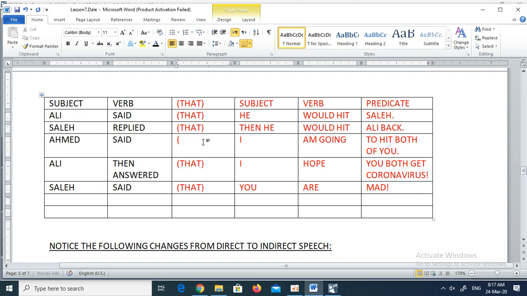Right. Our third example. Ahmed said, "I am going to hit both of you." Those were the exact words that Ahmed said. His exact words were, "I'm going to hit both of you." But now I am not hearing this from Ahmed. Ziad is telling me what Ahmed says. So when Ziad tells me what Ahmed said, he will say, Ahmed said that, or just Ahmed said and Ahmed's words.